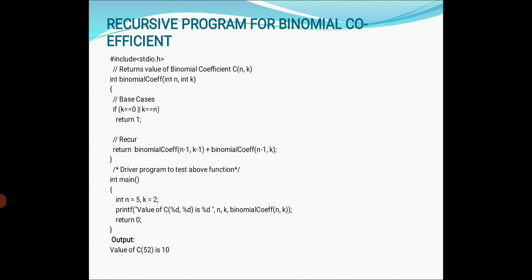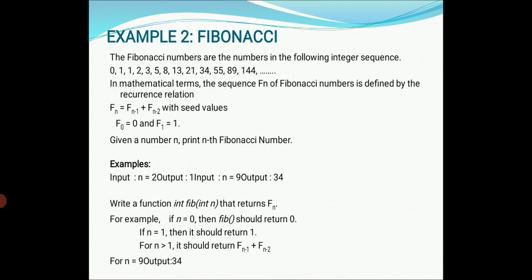This is the recursive program for the binomial coefficient. Then example 2, that is the Fibonacci series. So what do we mean by the Fibonacci numbers? The Fibonacci numbers are the numbers in an integer sequence. For example, 0 and 1 are initialized, then the previous two elements are added, and the next element is generated.